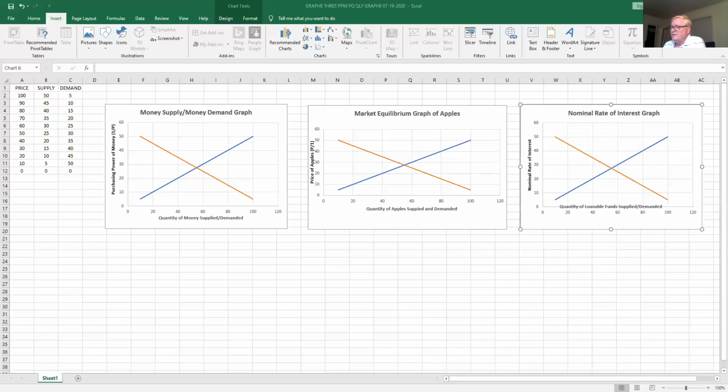So overall, an increasing demand for money, which is case 3, demand for money and credit, shows what? An increasing purchasing power of money in the first graph, the money supply, money demand graph, as the demand for money increases.